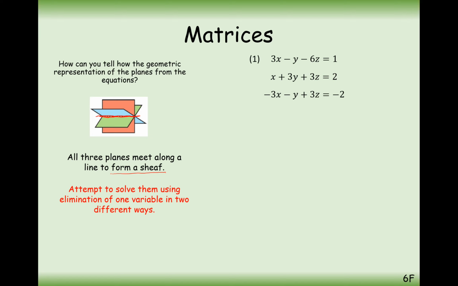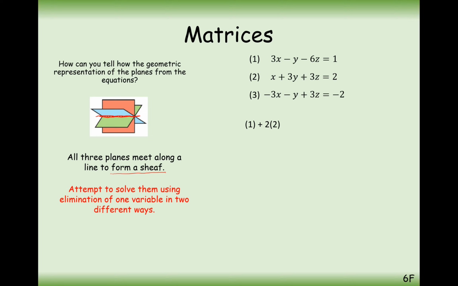Well, what I would do first is check whether the determinant is 0. The determinant in this case is going to be 0, and the strategy that we're going to follow, given that we've found that the determinant is 0, is we're going to attempt to solve the equations using elimination of one variable in 2 different ways. Let me show you how we're going to do that. Call them equations 1, 2 and 3, or A, B, C, or star, double star and triple star, however you want to label them. And we're going to look at cancelling out one of the variables in a different way.